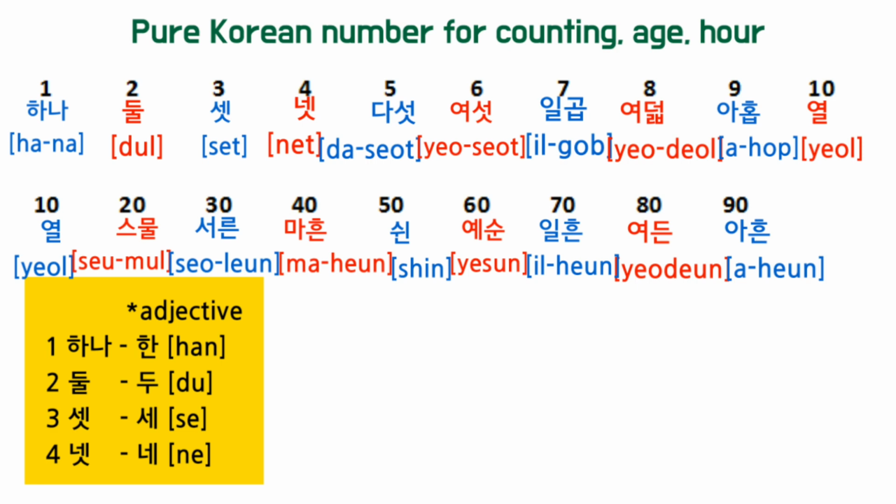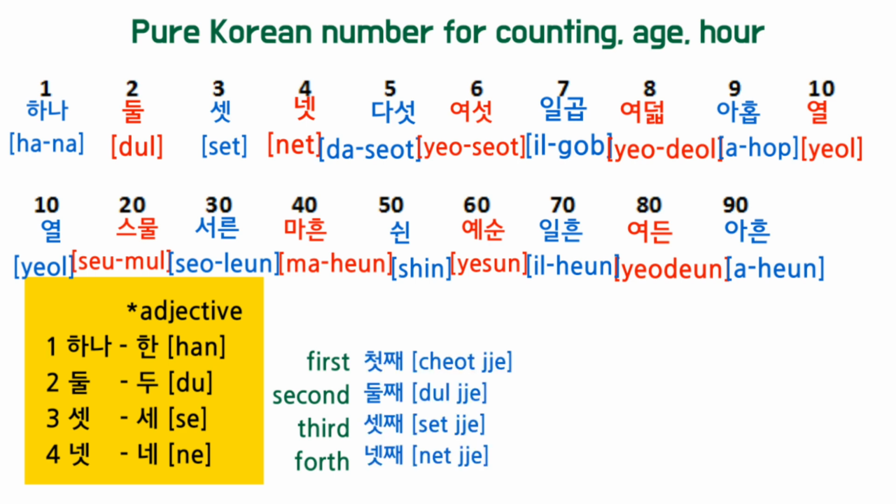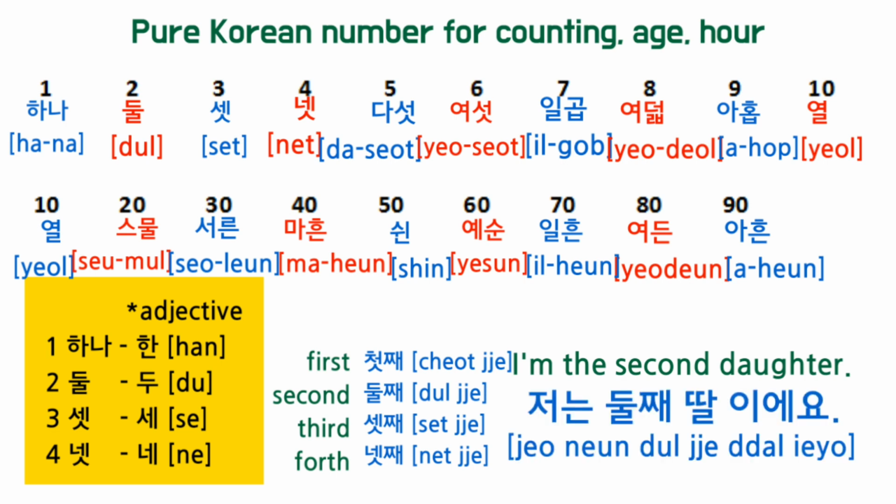Lastly, I'll let you know ordinal numbers like first, second, third, and fourth. 첫째, 둘째, 셋째, 넷째. Just add 째 after a pure Korean number. But first is not 하나째, it's 첫째. I'm the second daughter. 저는 둘째 딸이에요.